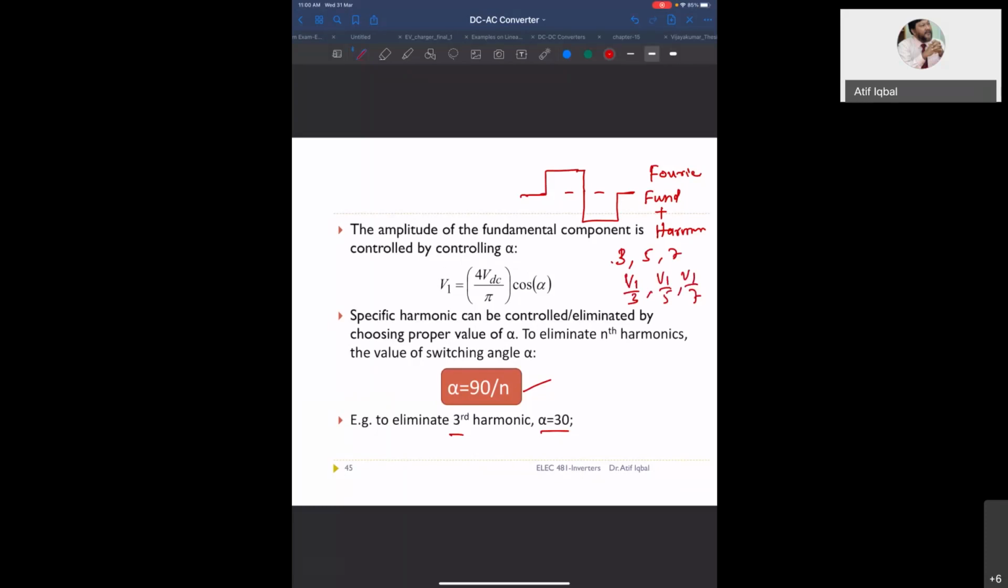Now, if you want to eliminate the third harmonic, we have to switch the inverter in such a way that the switching angle is 30 degrees. For fifth harmonic elimination, it will be 45 degrees. No, 18 degrees, sorry. 18 degrees, and so on.